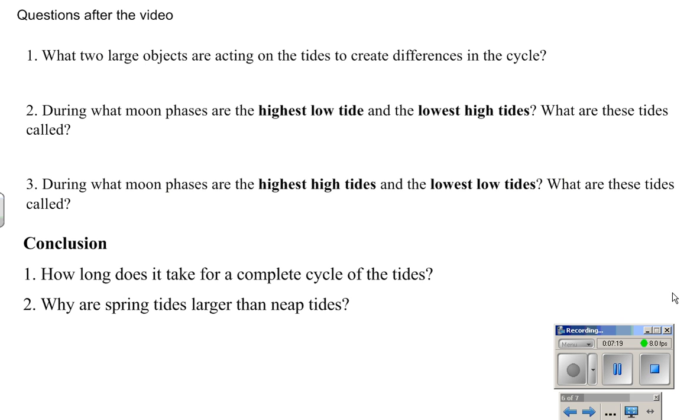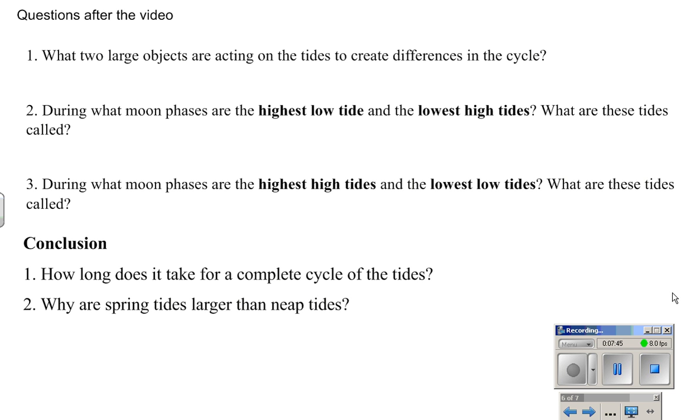Let's finish up with some questions before we end this lesson. What two large objects are acting on the tides to create differences in the cycles? During what moon phases are the highest low tide and the lowest high tides? What are these tides called? During what moon phases are the highest high tides and the lowest low tides? What are these tides called?